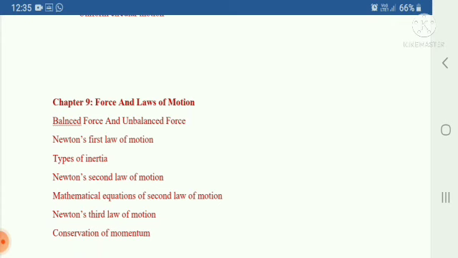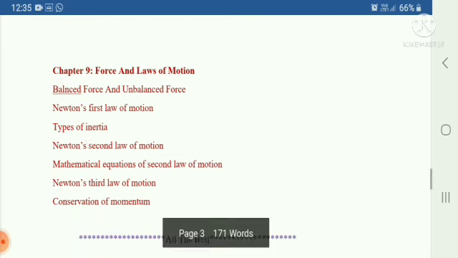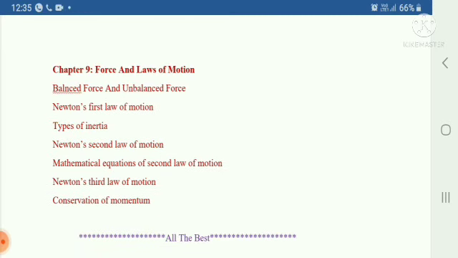The force derived the mathematical equations of the second law of motion. Okay dears, and Newton's third law of motion, finally we have studied in this chapter conservation of momentum.